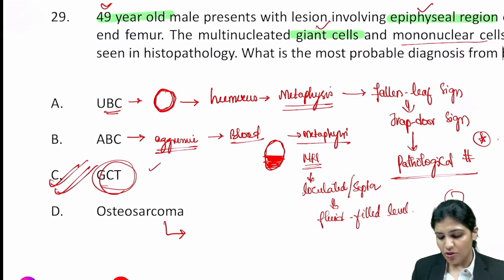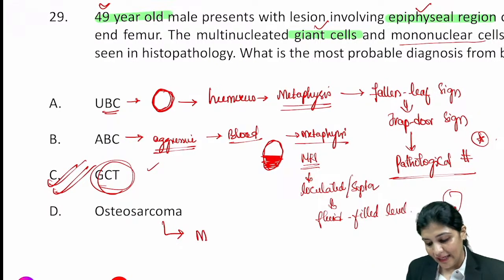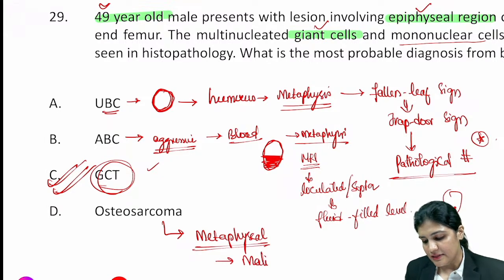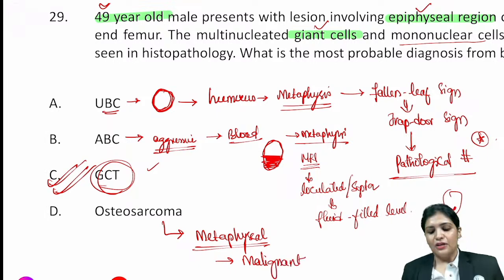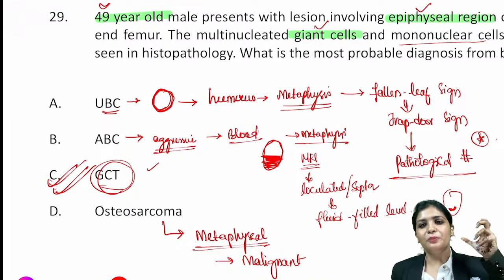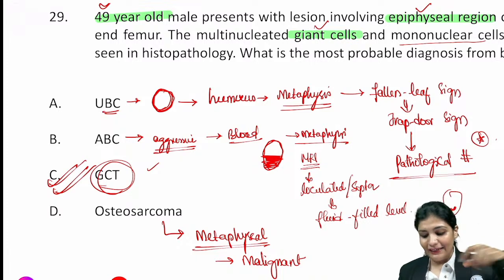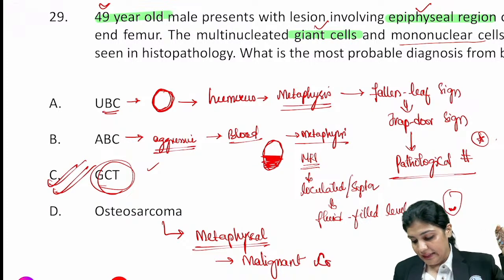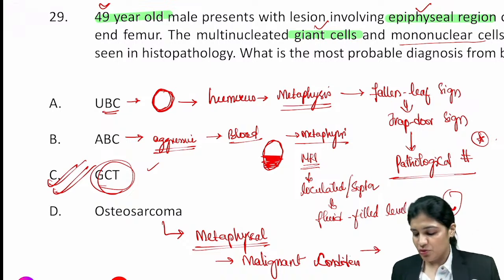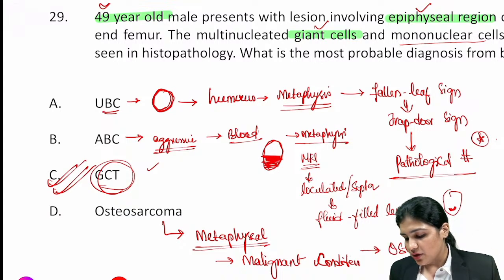Now we'll see about osteosarcoma. Osteosarcoma, again, it is a metaphyseal region which is involved, and this is the malignant tumor. So UBC and ABC are somewhat tumor like conditions, right? But here this is a malignant condition, where this is an osteoid forming tumor. So here you see the osteoid forming, that is the bone forming.